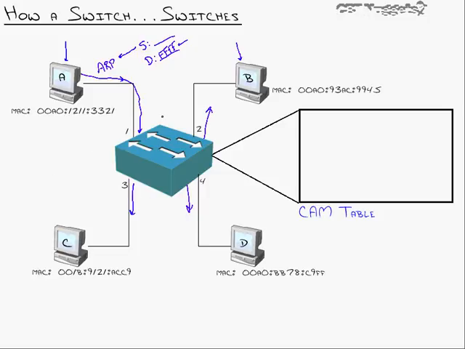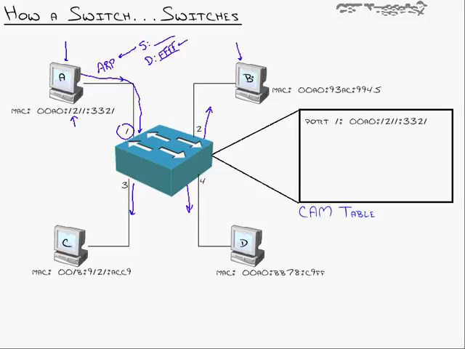But when it saw the source MAC address come in, port 1 of PCA, this MAC address right there, the switch suddenly became smarter. Port 1, it said, aha, I've learned who you are, PCA. I've seen that the MAC address 00A0.1211.3321 is located out my port number 1 right here. The switch just became one MAC address more intelligent.